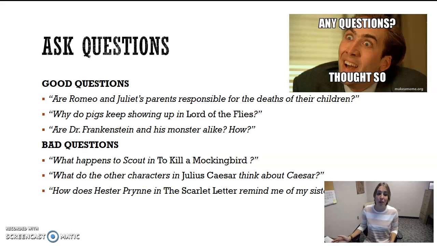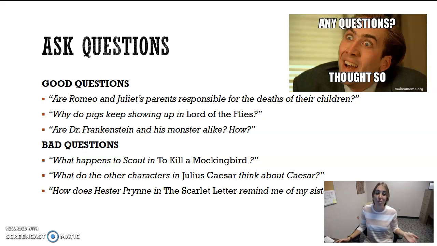Another example of a bad question, another Shakespeare play. What do the other characters in Julius Caesar think about Caesar? They don't like him. They stab him in the back, literally, with a bunch of knives. So that's not a good question. It has an easy answer. We can just pull out of the text. Nobody's going to argue that with you. They loved him, and that's why they stabbed him, right? Not really a thing.